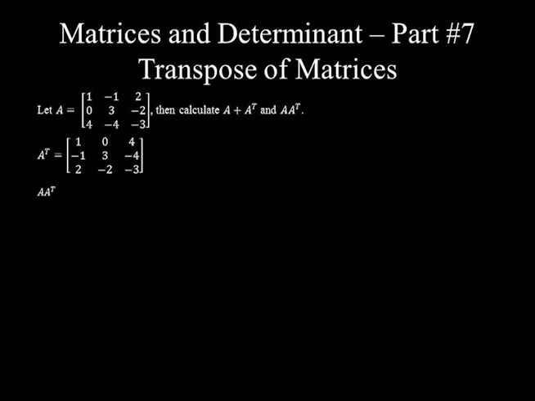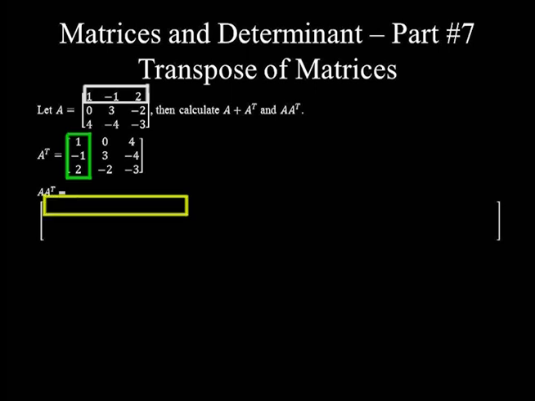Thus, A times A transpose is equal to row 1 of matrix A times column 1 of A transpose. That product goes to here. That's row 1, column 1 of the product matrix. In such multiplication, what we do is we multiply each element of a row by the corresponding element of a column, and then the products are added.